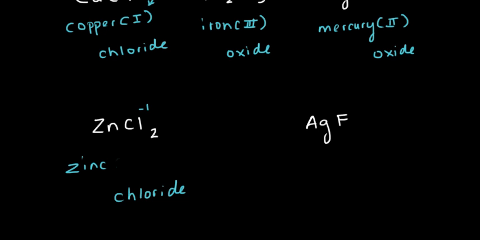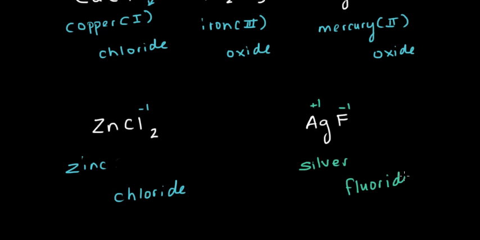Similarly, for this compound, fluorine, a halogen, takes on a charge of -1. Therefore, silver must have a charge of +1. But silver always takes on a charge of +1. There's never a case where silver is going to have a charge of +2 or +3. So this is just called silver fluoride.